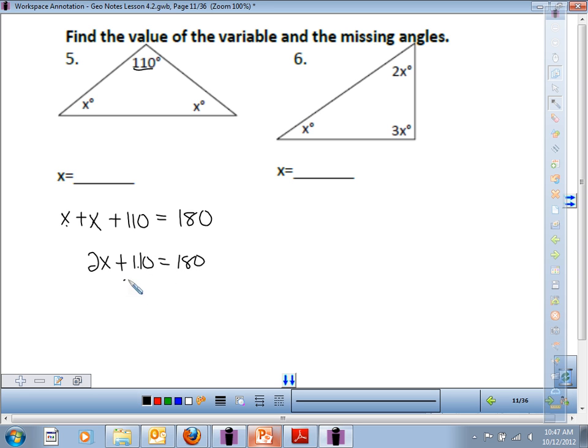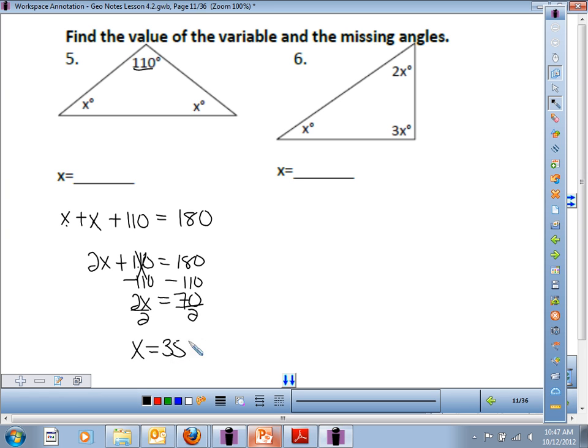So let's go through our algebra. Minus 110, minus 110. 2x equals 70. We would divide by 2, and x is 35. Okay, so now we know the x value is 35. So that means that this angle is 35 degrees, and this angle is 35 degrees. Let's double check. 35 plus 35 is 70. 70 plus 110 is 180. So yes, we did it correctly.